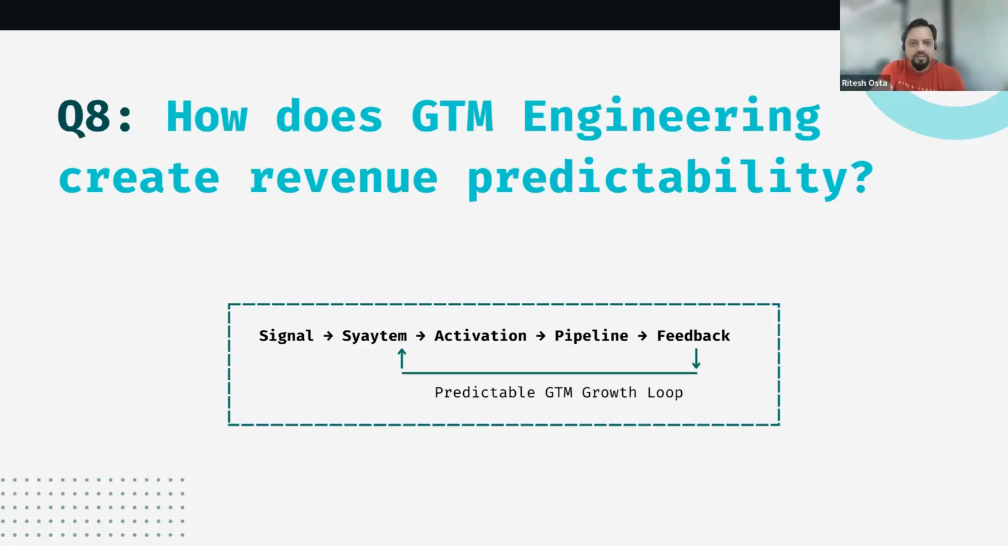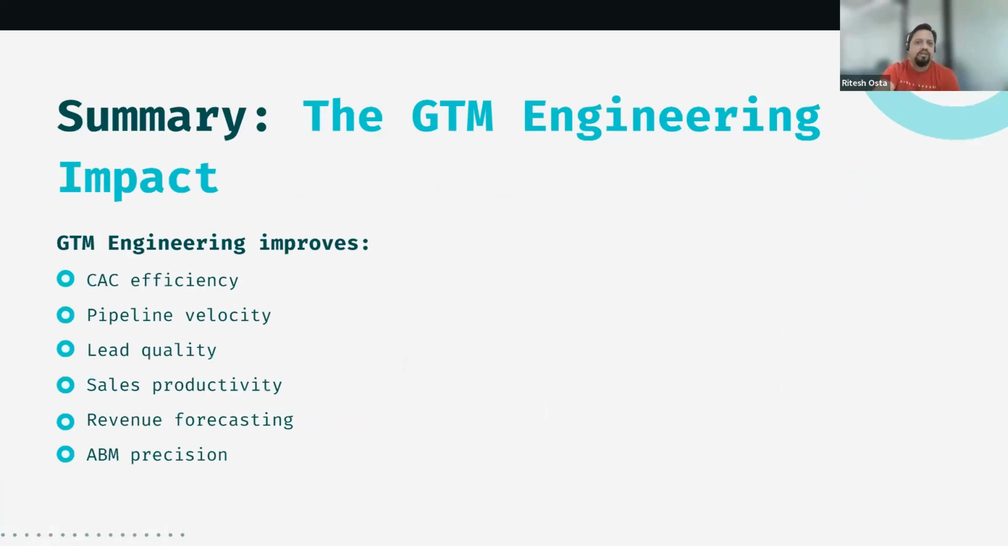All right, I think we have covered a lot in today's webinar. We talked about system, signal, activation, pipeline, feedback. So this is the summary. This GTM engineering can improve your CAC, the cost of acquisition of your customer. It can increase your pipeline velocity. It can increase the lead quality. It can increase the sales team's productivity. It can help you better with revenue forecasting, and it can help you with ABM based precision.